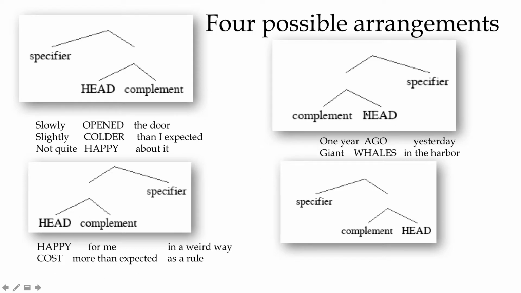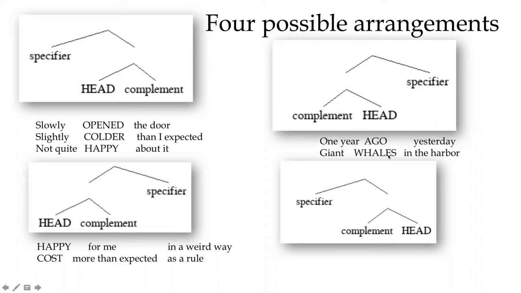Here are some examples of phrases in English where the head would come after the complement, but that combination comes before the specifier. One year ago, yesterday. So ago is a preposition, although in this case it's coming after the noun, so it's maybe a postposition. But ago needs some sort of noun in order to have any meaning. One year ago. So one year is the complement of ago. And then when was it one year ago? It was one year ago yesterday. So yesterday modifies not just ago, but this whole grouping of one year ago.